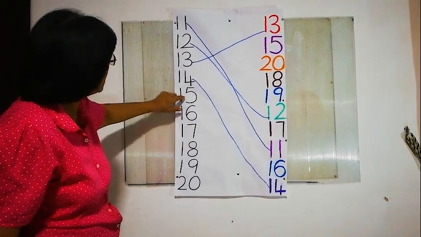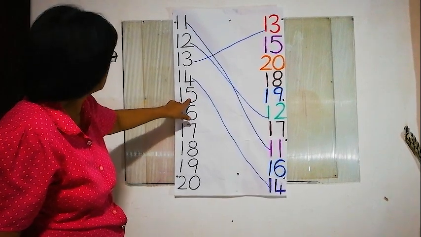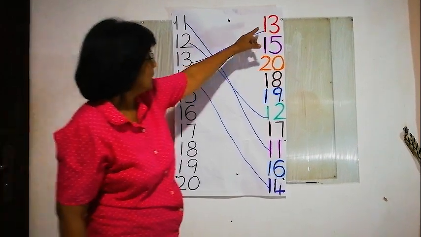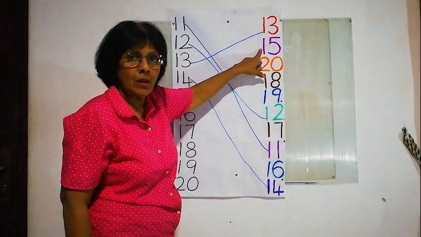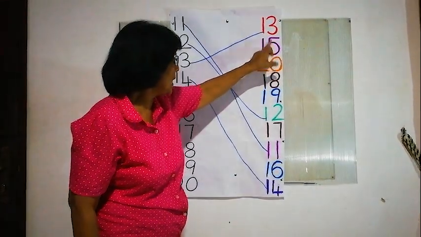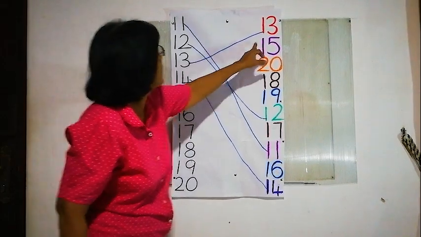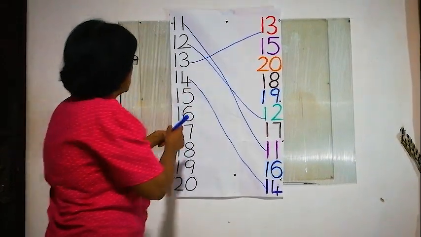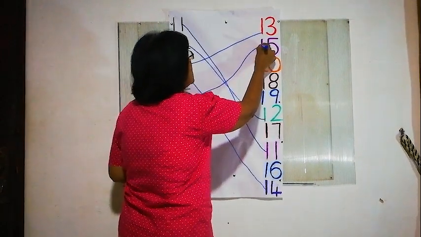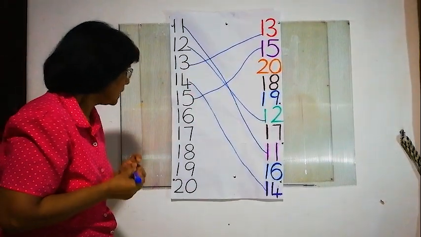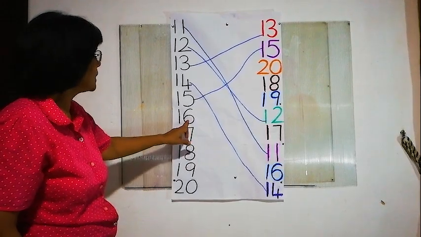Number 15. 1, 5. Number 15. 1, 5, 15. Then we are matching 15 and 15. Okay? 15 and 15. Here the next number.